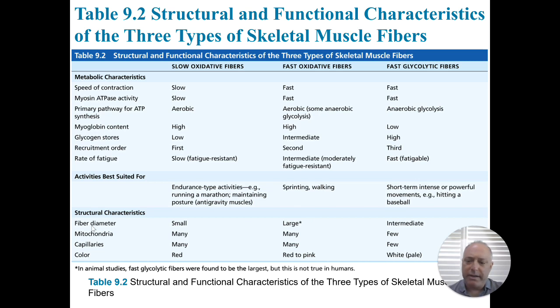Just real quickly, since the oxidation of glucose is occurring in the mitochondria, your slow oxidative fibers are going to have more mitochondria in them, whereas your fast glycolytic are not going to be as dependent on mitochondria. So the fast glycolytic fibers will have fewer mitochondria. And this actually does affect the color of the muscle fiber. So slow oxidative fibers and fast glycolytic fibers.